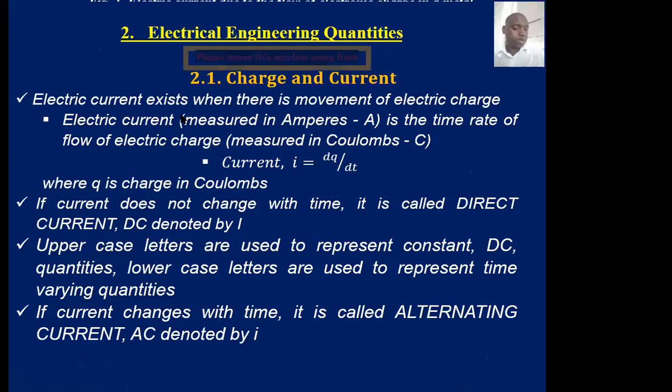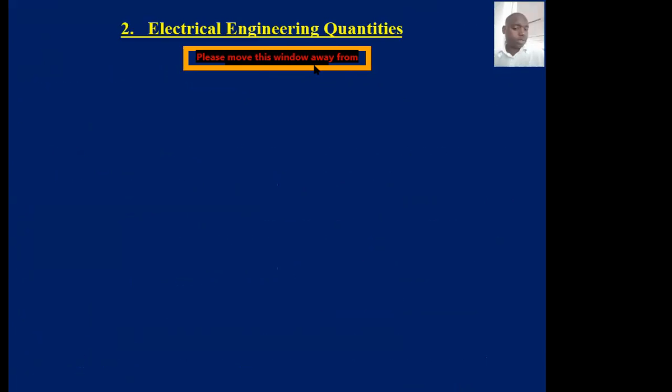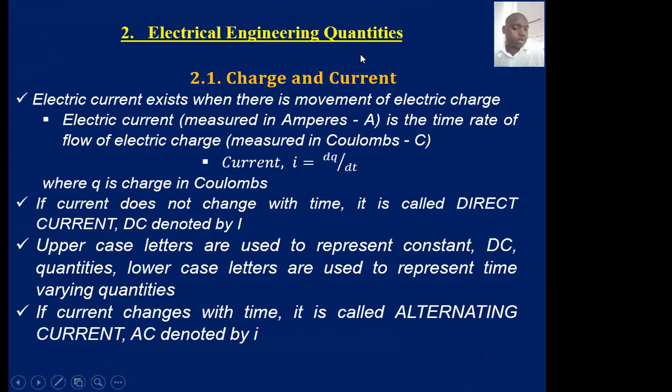Electric current exists when there is movement of electric charge. If there's no movement of charge, then there is no current flowing. If you remember from the previous lecture, we said the current will flow from a higher potential to a lower potential. That is also what we use to determine whether there is a current or not. So when there is no movement of charge, there is no current to talk about.